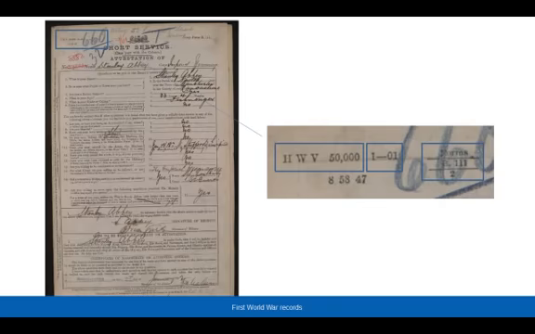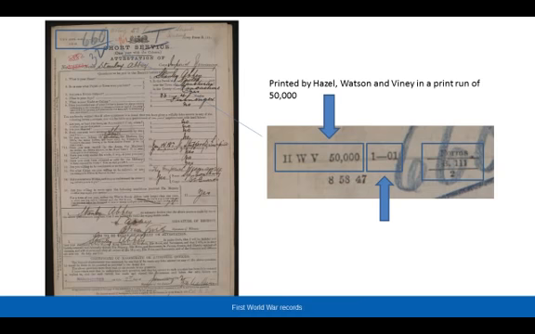So, back to the attestation papers. Just a little point to notice here. I've tried to figure this out for myself, so I'm rather proud of myself that I've done so. So at the top here, left-hand corner, HWV, that's the printer. So Hazell, Watson and Viney printed this particular form in a run of 50,000. This is when it was done, January 1901. And it's Army Form B111 version 2.